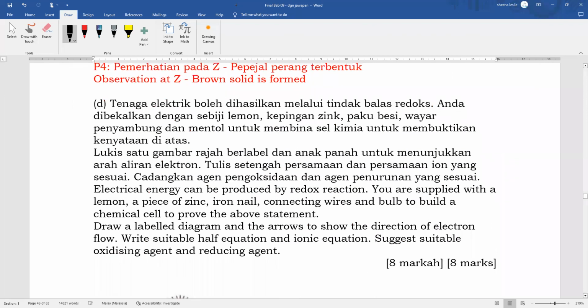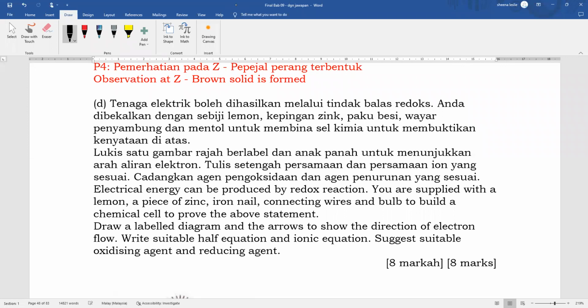Trick question here. Electric energy can be produced by a redox reaction. You are supplied with a lemon, a piece of zinc, an iron nail, connecting wires and a bulb to build a chemical cell to prove the above statement. Draw a labelled diagram, with arrows to show the direction of electron flow. Write the half equation and ionic equation. What's my oxidizing and reducing agent here? 8 marks. So how are you going to do this?